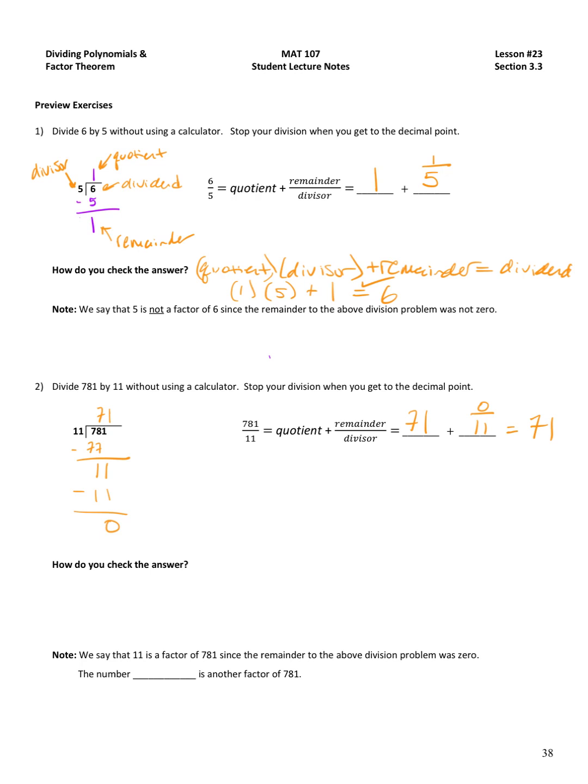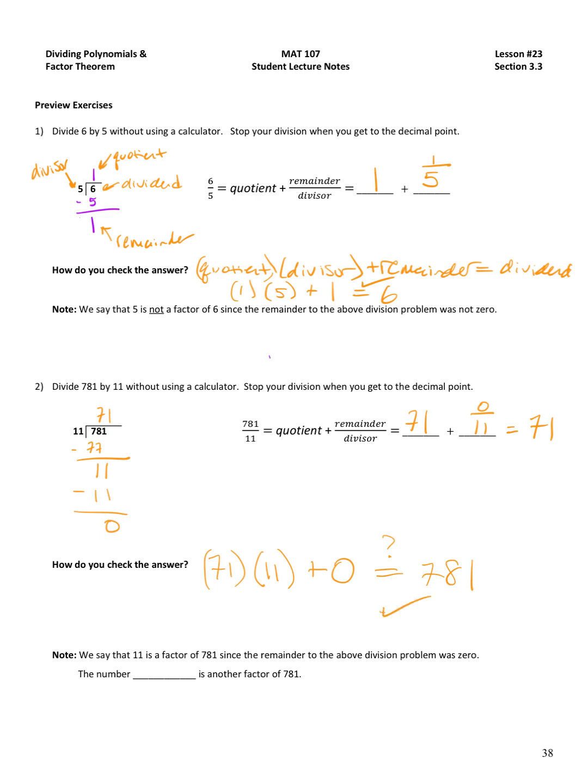And to check, we should have the quotient, which is 71, times the divisor, which was 11, plus the remainder, 0. That should equal 781, the dividend. So check on your calculator. 71 times 11 is 781.